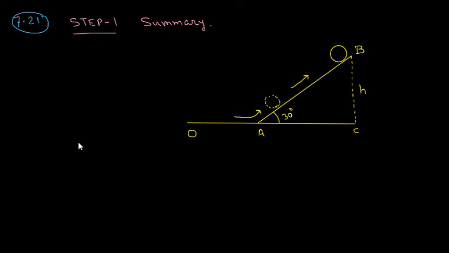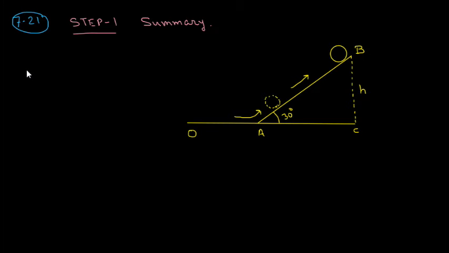So this is sum number 7.21. Now let us write the steps. Step 1, we'll write the summary. Summary means we'll write what is given in the sum and summarize the sum. If any figure can be drawn, we'll do that. So in the figure, we can see a solid cylinder rolling up an inclined plane, and the angle of inclination is 30 degree. So let us write all the given values here.